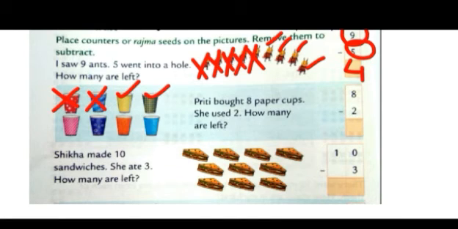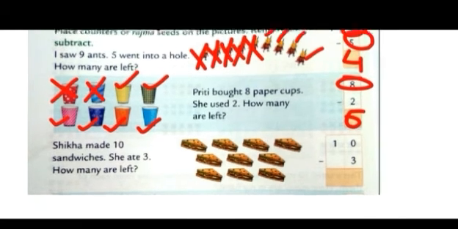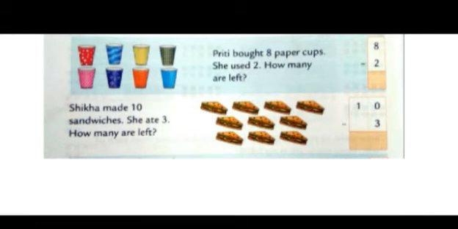1, 2, 3, 4, 5, 6. How many paper cups are left? 6. So we will write 6 here. Here numbers are already arranged. Otherwise, first we need to arrange them and then we need to subtract. So always the bigger number will come on the top and smaller number just below that. Okay, now see the third one.